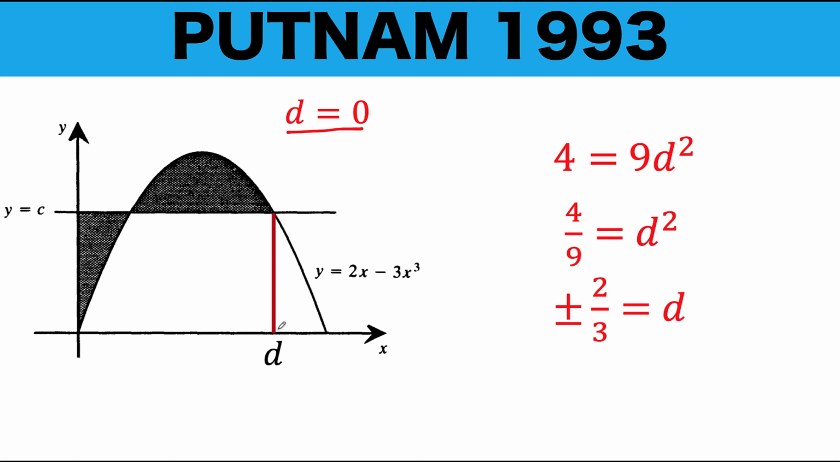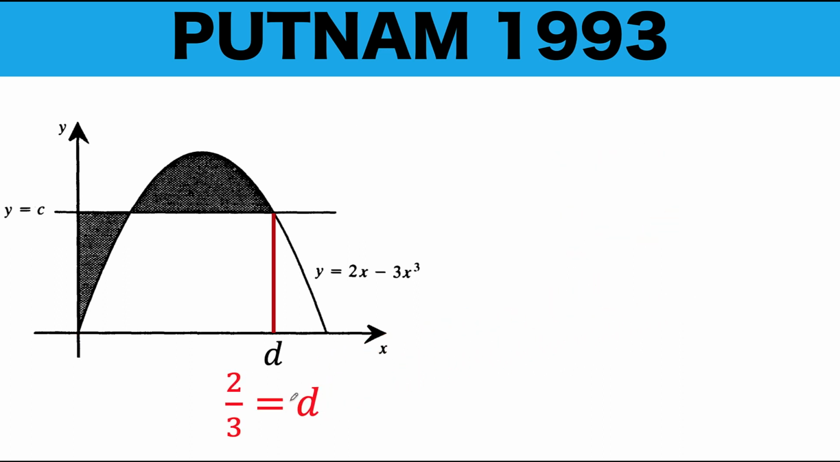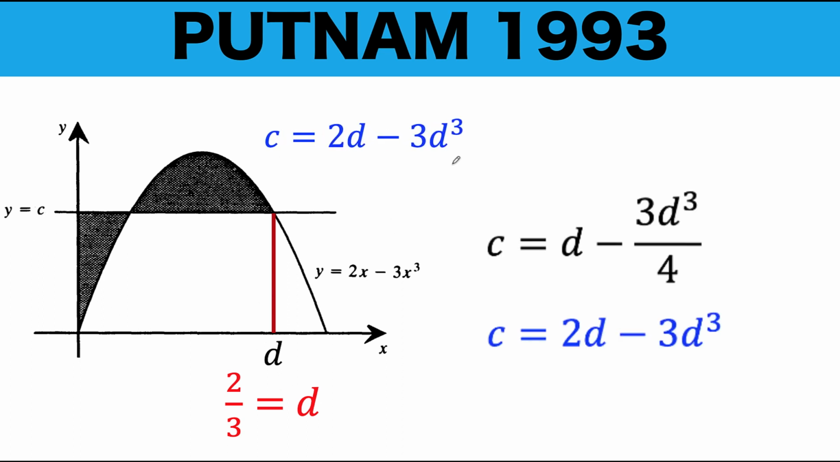But the way we defined d, we know that d is not negative because we are in the first quadrant. Therefore, d equals negative 2/3 is an extraneous root. Also, d cannot be 0 because 0 is here, and d is obviously not equal to 0. Therefore, there is only one acceptable value for d, which is d equals 2/3. We have the value for d, but what we are looking for in this problem is the value of c. So let's recall our expression for c.